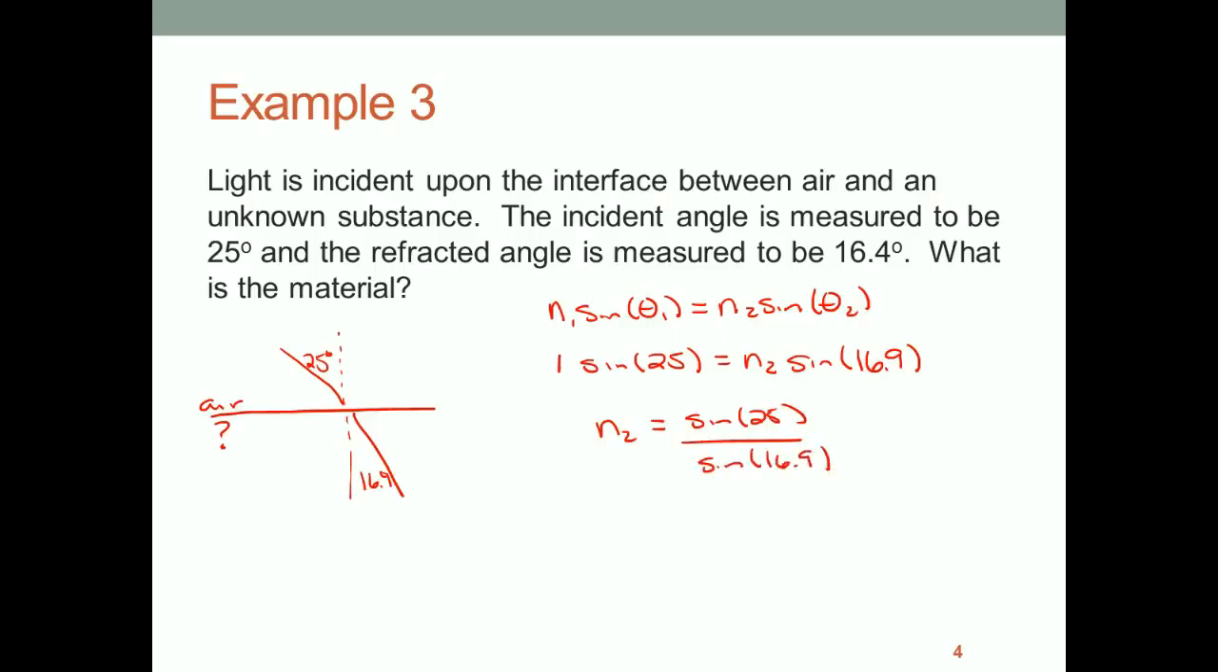I've been saying 9, I've been drawing 9. The problem actually says 16.4. Let's make it 16.9, shall we? So now if I take the sine of 25 and divide by the sine of 16.9, I get an answer of n2 equals 1.45, which is not exactly any of our materials, but this is really close to n being about 1.5, and remember that's glass. So most likely this material is some sort of glass.